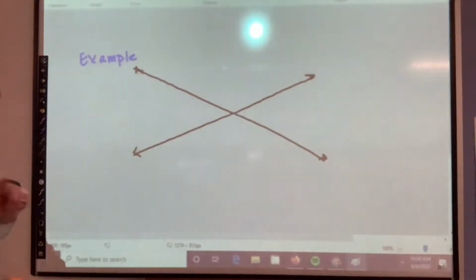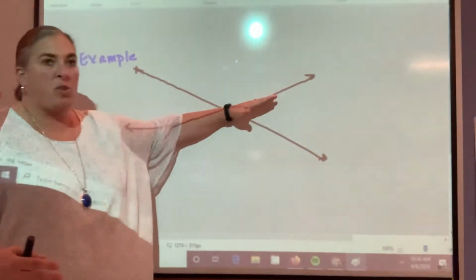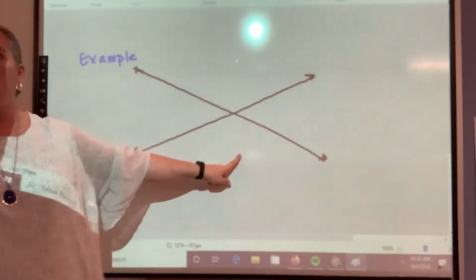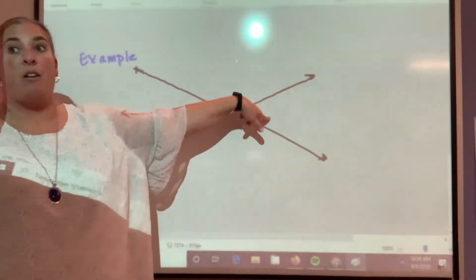Okay, so I have two intersecting lines. I have lots of things that have been formed. This angle right here and this angle right here make up a straight line, so these are a linear pair. These are across from each other, so they're vertical. And these right here are across from each other, so they are vertical.